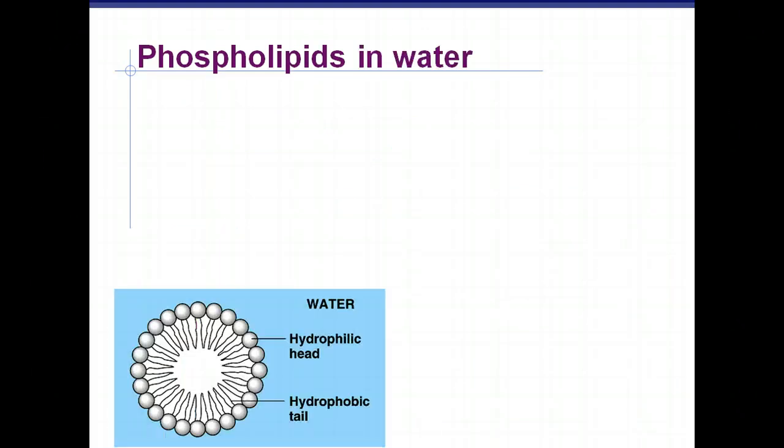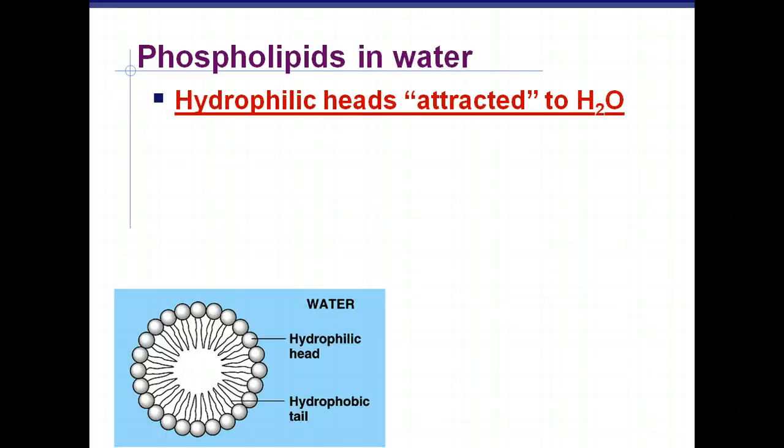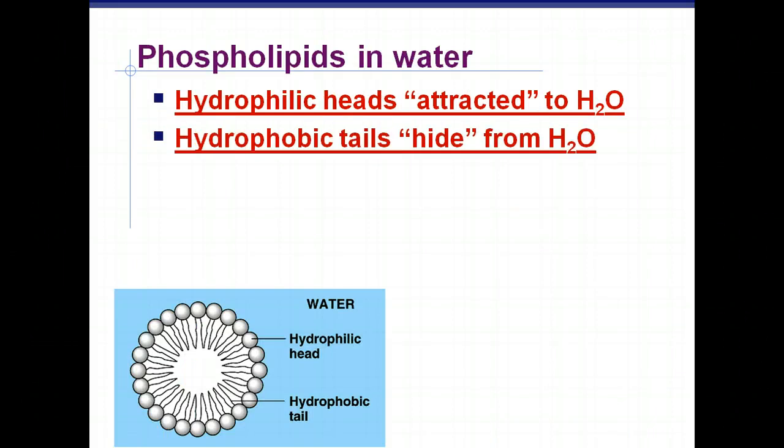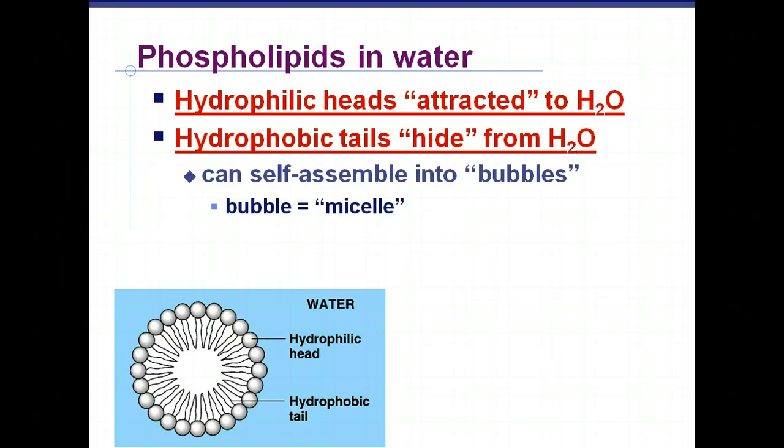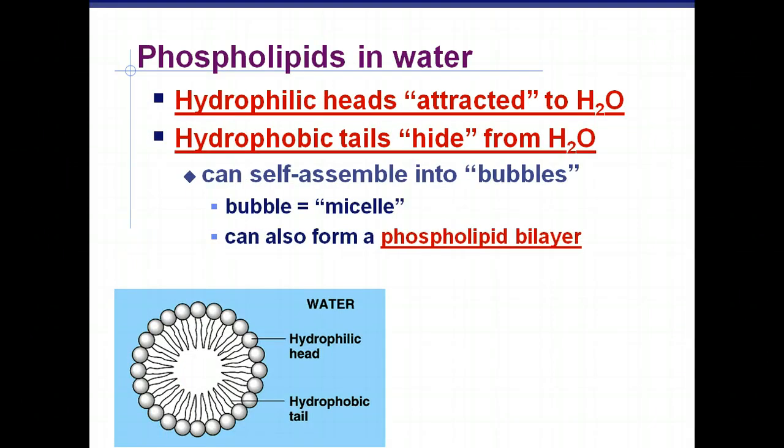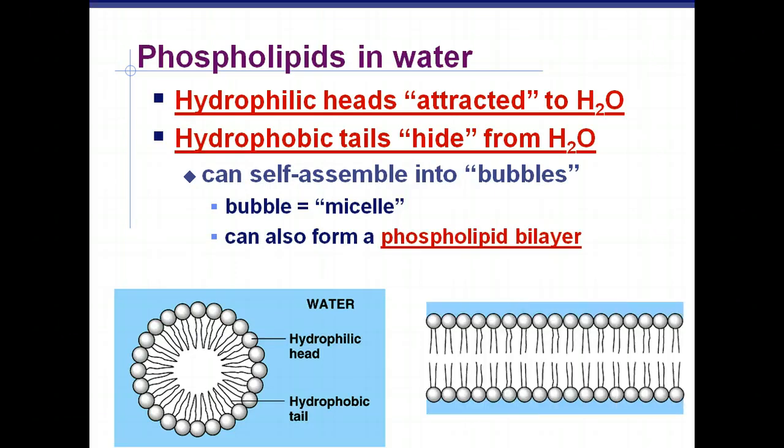So where do we see our phospholipids? Well, we notice them in our cellular membranes. And so they allow those membranes to form, and if you just have a single membrane, you can form these really neat bubbles called micelles. But they can also form our phospholipid bilayer, which we find on every single cell in our body.